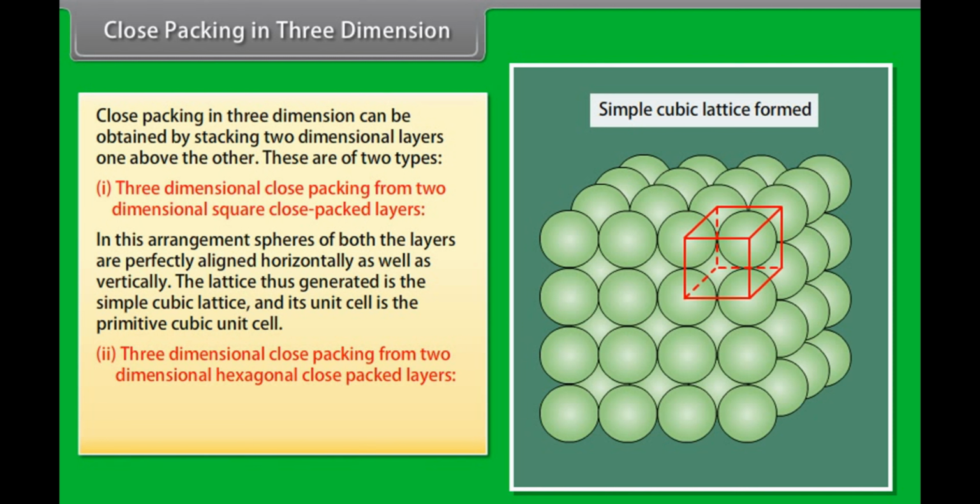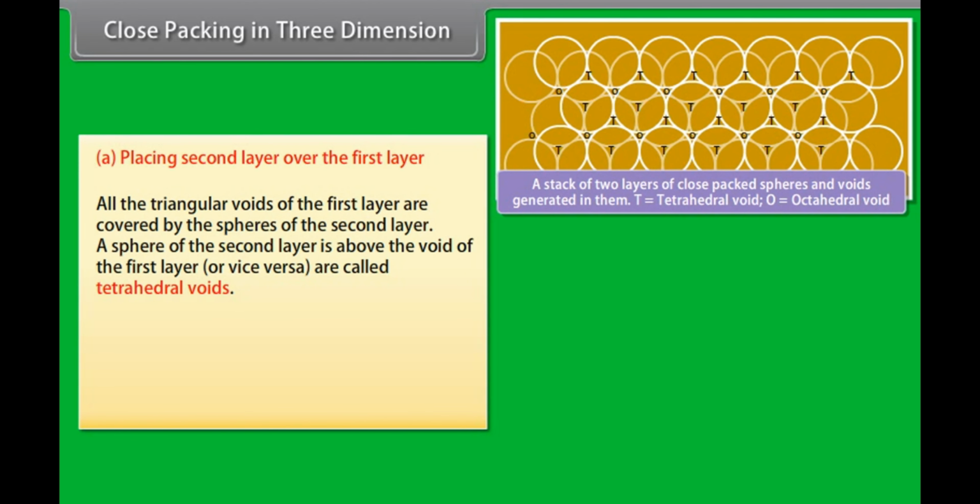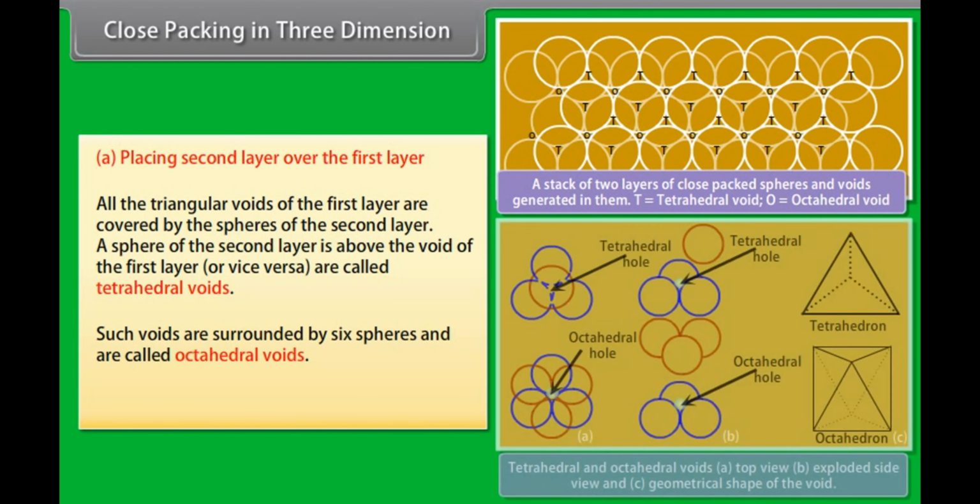Three-dimensional close packing from the two-dimensional hexagonal close-packed layers. These can be generated by placing layers one over the other. A. Placing second layer over the first layer. All the triangular voids of the first layer are covered by the spheres of the second layer. A sphere of the second layer is above the void of the first layer, or vice versa, are called tetrahedral voids. Such voids are surrounded by 6 spheres and are called octahedral voids.